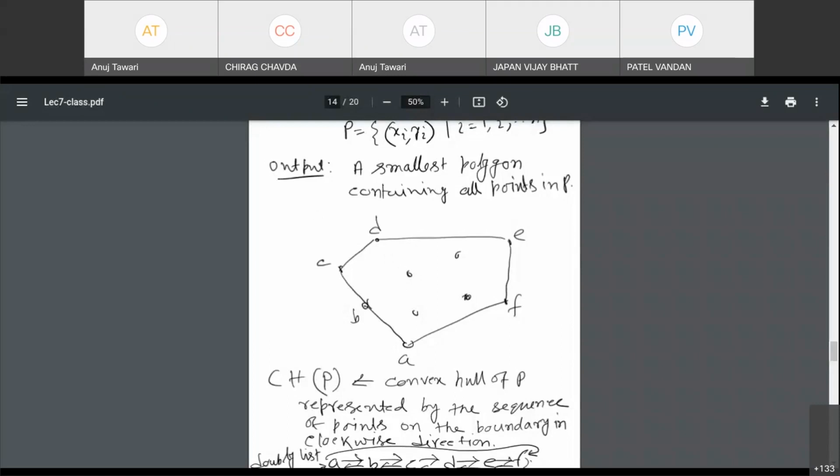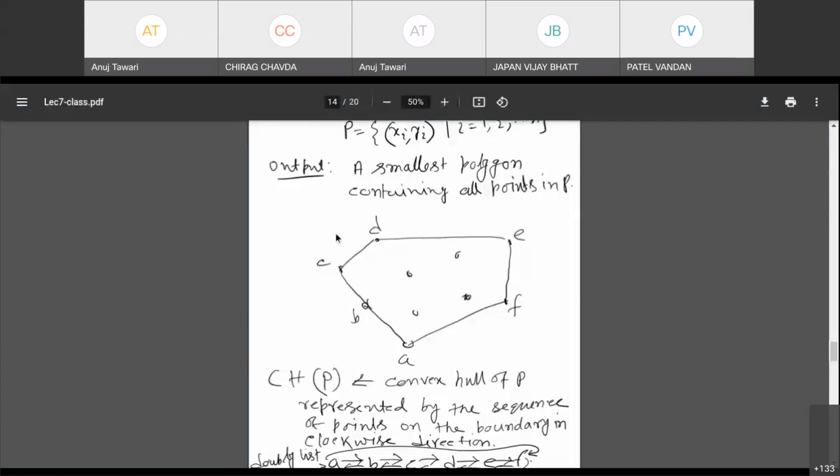We will take the cross product of these two. So if it is positive, then we can say that it is on the right side of CD, or it is giving an anti-clockwise direction. If negative, then this is clockwise. Very good. So this is what exactly we will be doing.